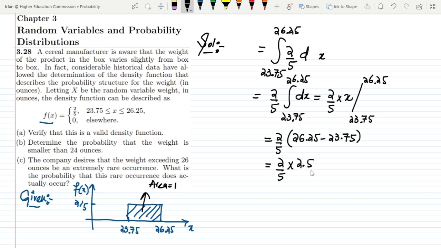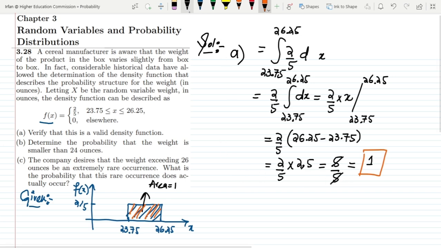So 2.5 here, let me calculate it. 2.5 multiplied by 2 will be 5, divided by 5, which is equal to 1, which basically shows me that this one is a valid density function, and that is because of the area in between these two ranges. That is the area which is covered by this curve. So that is the answer of part A.